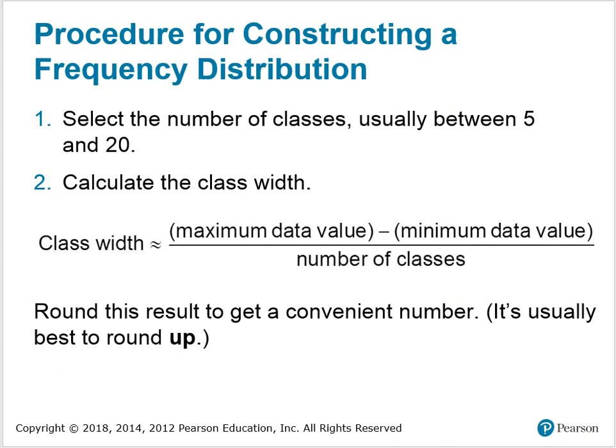And while we're doing that, we're going to take the maximum data value, we'll subtract the minimum data value, and then we're dividing by the number of classes that we want to use. So if we chose 5, we would divide by 5. If we chose 15, we would divide by 15, and so on. We won't always get a whole number. Sometimes we will, sometimes we won't.